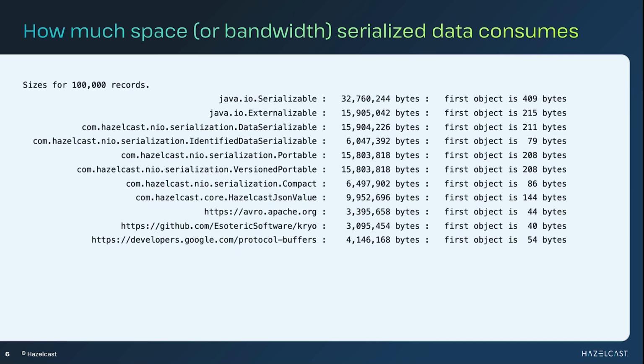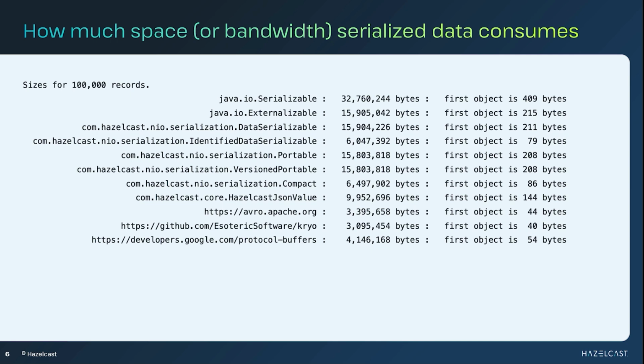In this first chart, we're looking at how much space is needed to store 100,000 test objects using various serialization methods. If you're storing data in binary format, then this directly correlates to how much space your data will consume on the server side.